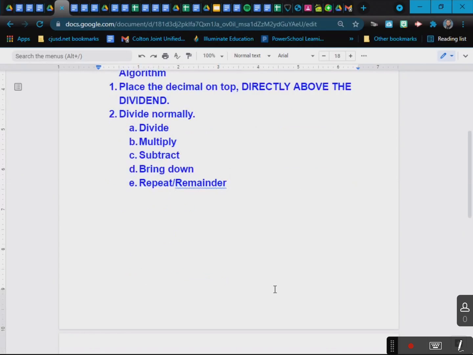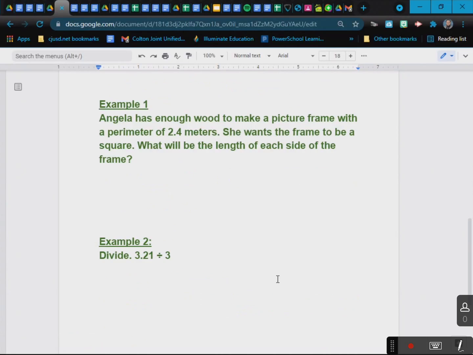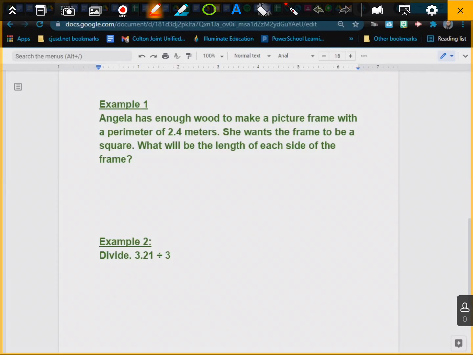So example number 1 and 2 are right here. You can go ahead and pause if you need to. Example number 1. Angela has enough wood to make a picture frame with a perimeter of 2.4 meters. She wants the frame to be a square. What will be the length of each side of the frame? So we know that there's 4 sides to a square. So she's going to be dividing 2.4 divided by 4.